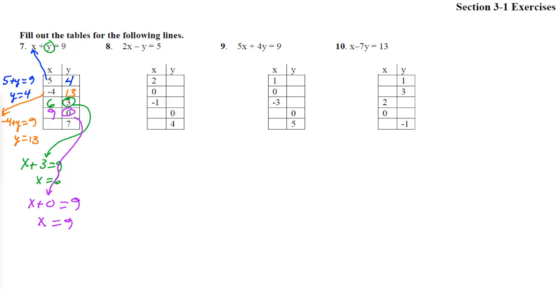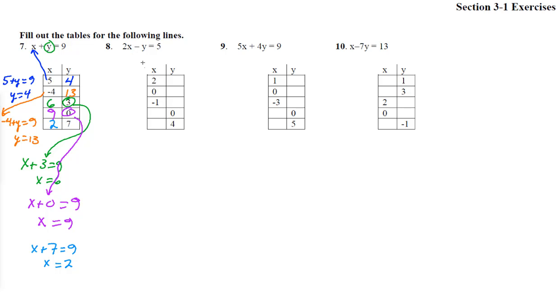And then the last one would be 7. So 7 in for y. So we get x plus 7 equals 9. Subtract 7 and we solve for x, getting a 2. And so those become the answers there. Great. Let's do number 8.